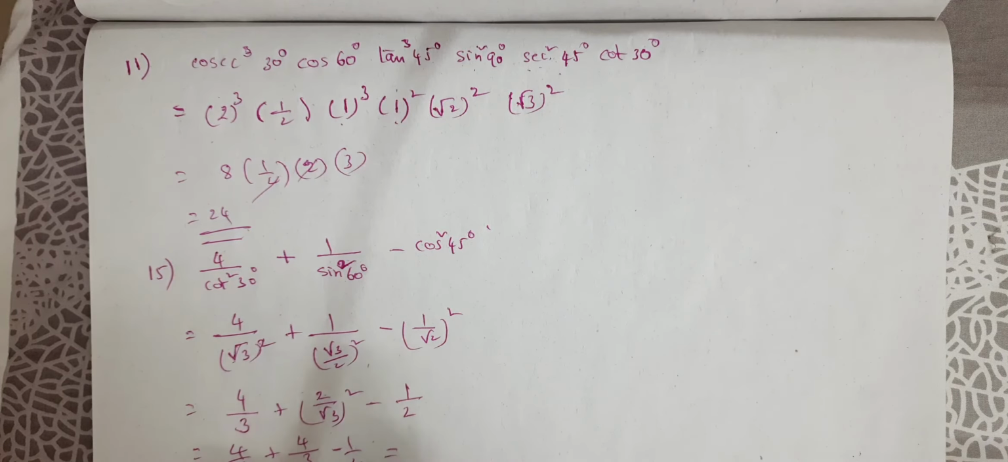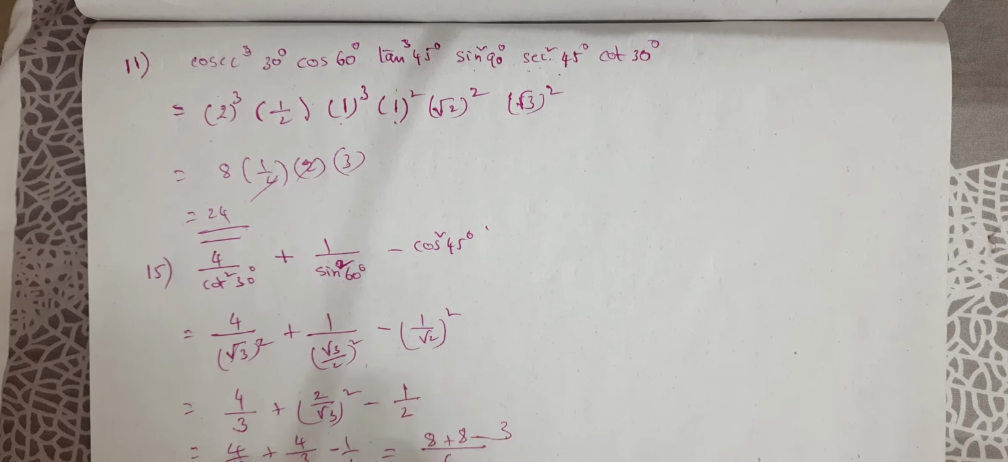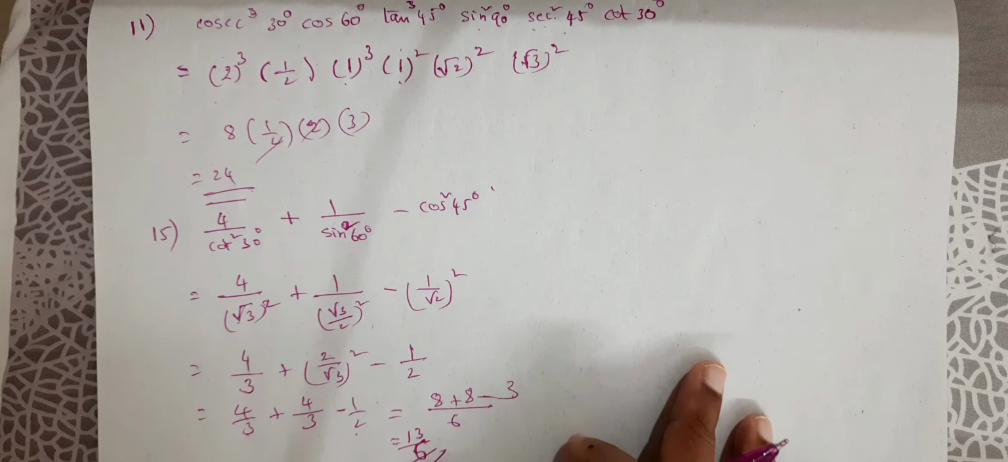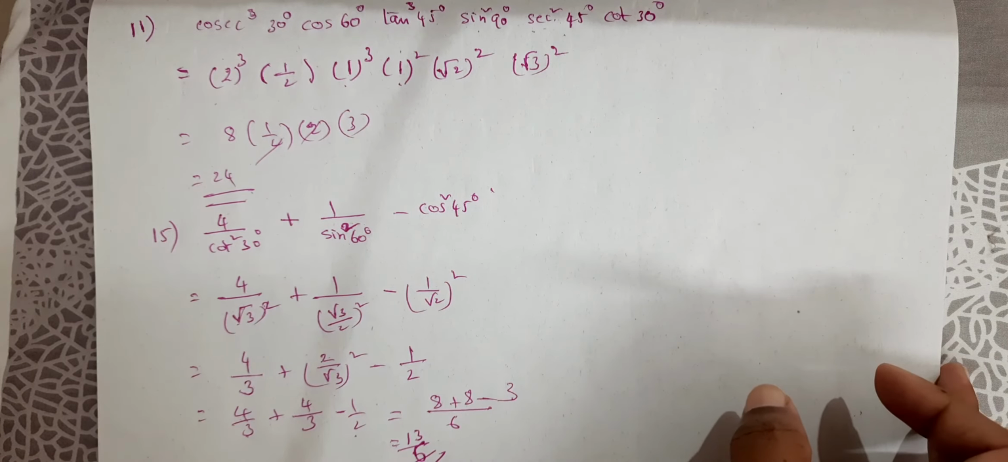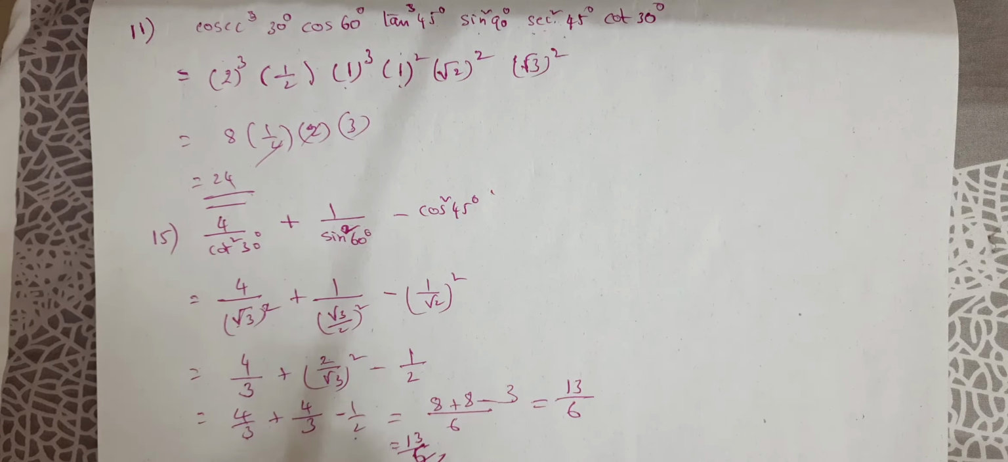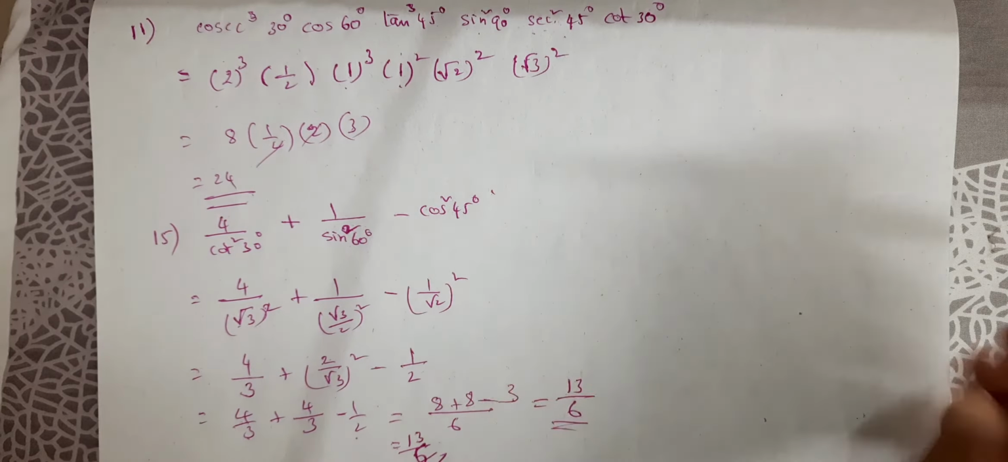Okay, so which is equal to, what is the LCM? LCM is 6. You have 3 here, you have to multiply with 2. 2 4s are 8 plus 8 minus, you have 2 here, you have to multiply with 3. So that is minus 3. 8 minus 3 is 5. 5 plus 8 is 13. 13 by 6. So what is the answer? It is 13 by 6. I can write it here also. 13 by 6. This is the final answer.